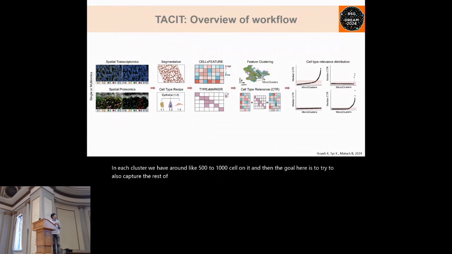After that, we calculate the cell type relevance score, which is the matrix multiplication between the two inputs. From here, we derive the threshold for each cell type relevance score. If the score is above the threshold, we believe it is the corresponding cell type, and if it's below the threshold, it's assigned to other cell type.